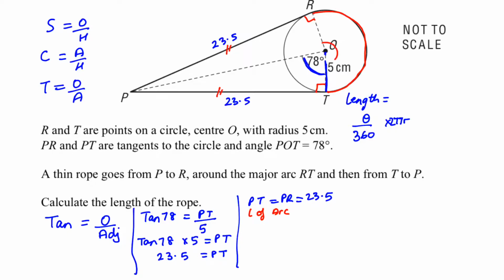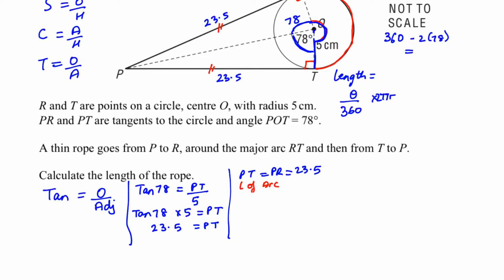This is our theta. How do we get that? Both these triangles, PRO and POT, are similar triangles. Therefore, this angle is going to be the same. This is going to be 78. To find this angle here, we will do 360 minus 2 times 78. That will give us 204.